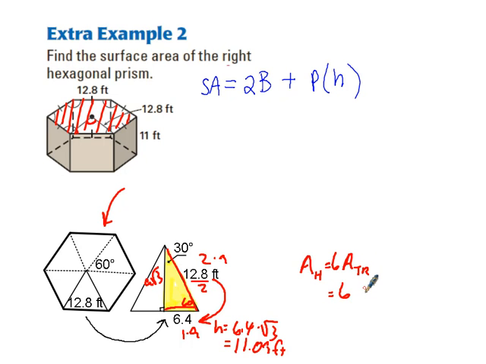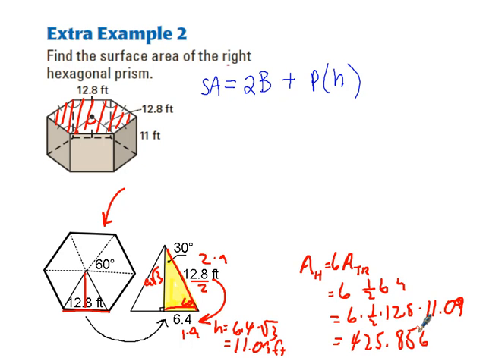And 6 times 1/2 base times height gives us 6 times 1/2 times a base of 12.8. Our base is right here, and now we need that height. We have that in the drawing. We just calculate it. It's 11.09, giving us an area of the hexagon of, and Corey comes up with 425.856, and that's measured in feet, and it's feet times feet, so feet squared. So that gives you the area of the hexagon.